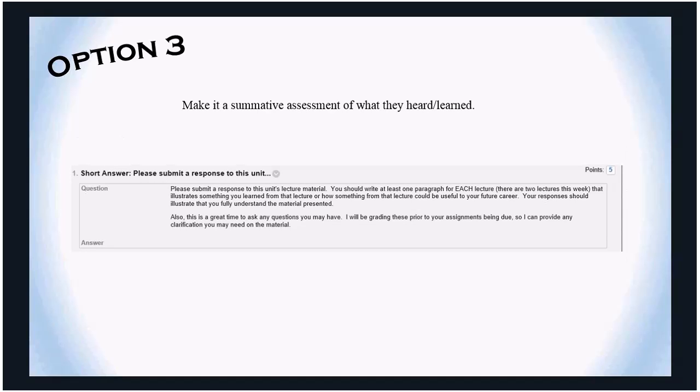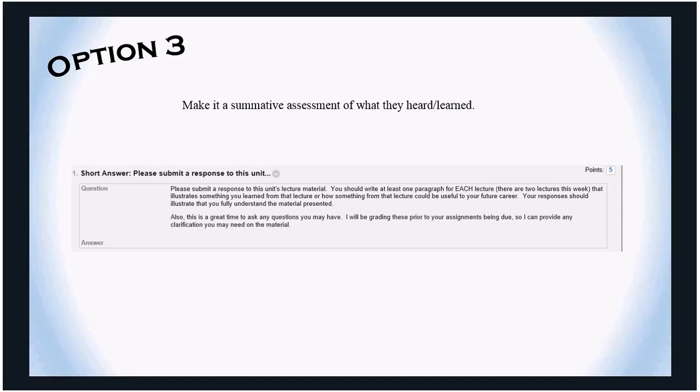And another popular way is to just make it a summative assessment of the whole thing. And in this way, you just say, hey, submit a response. You should write 1 paragraph for each lecture. This is for somebody who usually posts 2 to 3 lectures a week and makes them short, like 3 5-minute lectures on 3 different topics. And so this week they said there are 2 lectures this week, illustrate something you learned or how something from the lecture could be useful to you in the future. So it asks them to apply something that they learned to a future career.